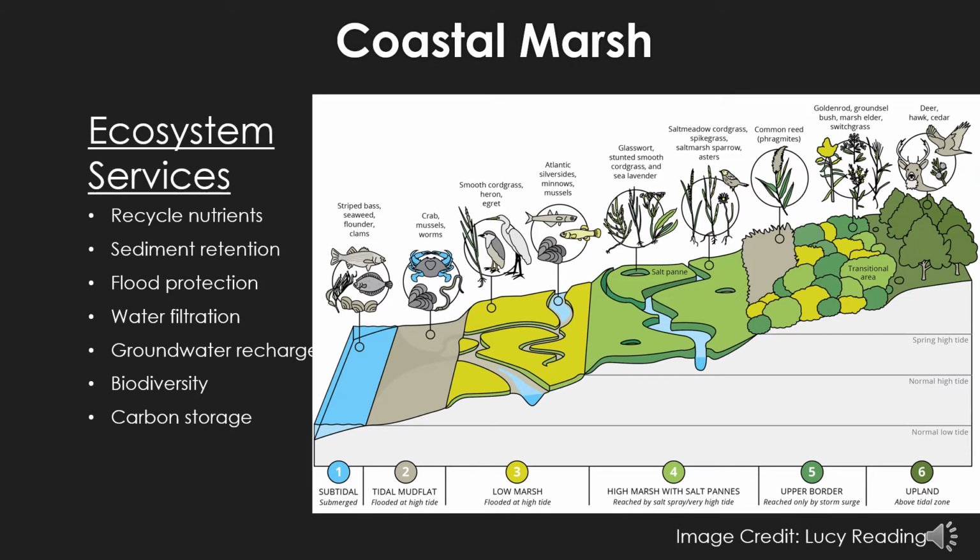Coastal marshes are critically important and complex habitats that perform numerous ecosystem services, benefiting human populations living in coastal areas, as well as supporting diverse wildlife communities dependent on them. A few important ecosystem services provided by coastal marshes include storage and recycling of nutrients, sediment retention and accumulation, stormwater surge protection, detoxification of pollutants, groundwater recharge, habitat for diverse wildlife, and carbon storage.